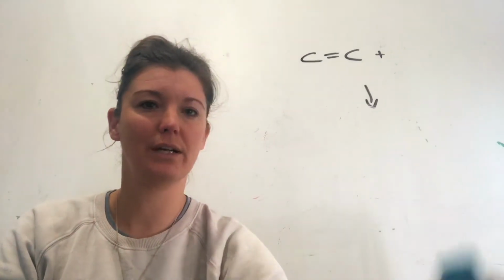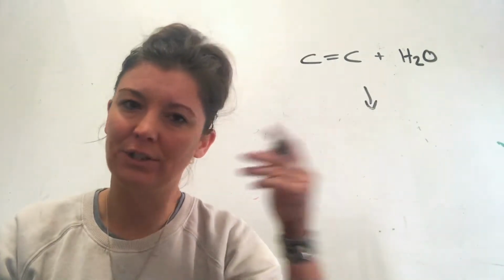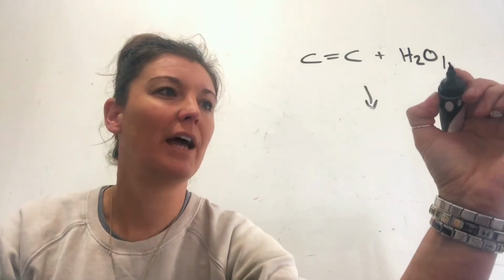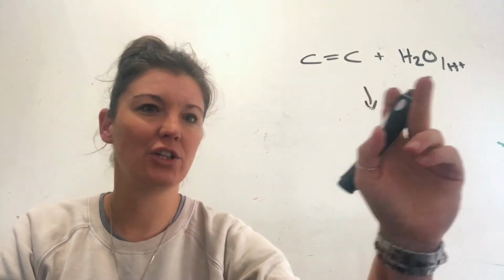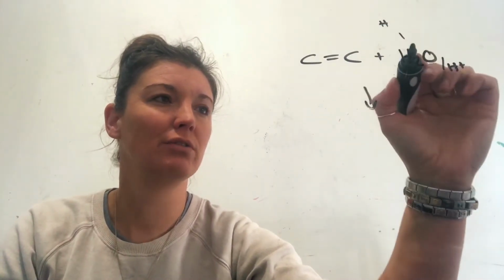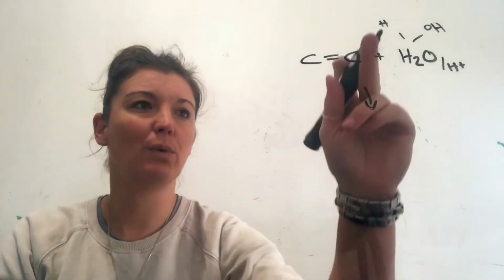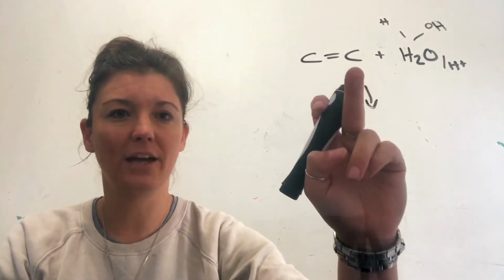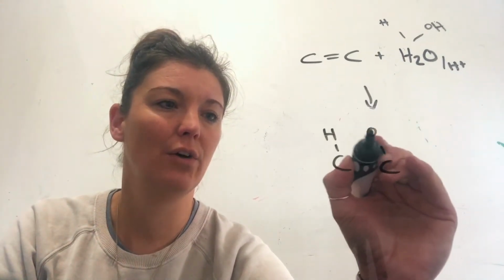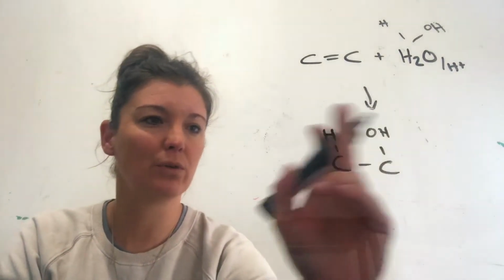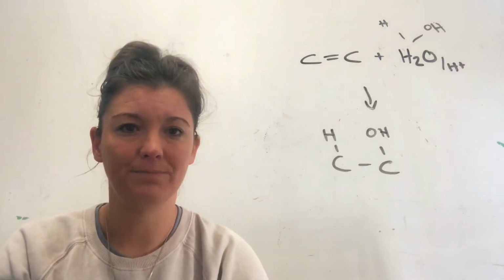If we add water to it, and we add a little bit of acid to it just to kind of cut this double bond, so we're going to acidify it a little bit. What's going to happen is, because we've got H's, so this is made up of an H and an OH. One carbon's going to grab onto the H and the other carbon is going to grab onto the OH. And now what we call this is we've created an alcohol. So from an alkene we can create an alcohol.